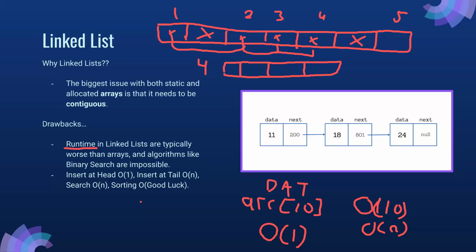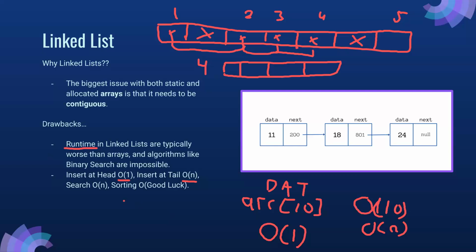Also, insertion at the head is O of 1 and at the tail is O of n because you have to traverse all the way down to the end, unless you do some fancy stuff with end pointers, which is what we'll get into soon, if that reminds you of any data structure we've looked at.